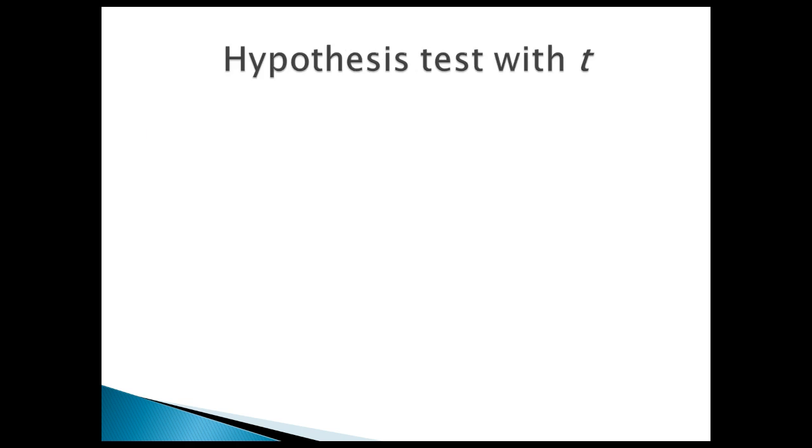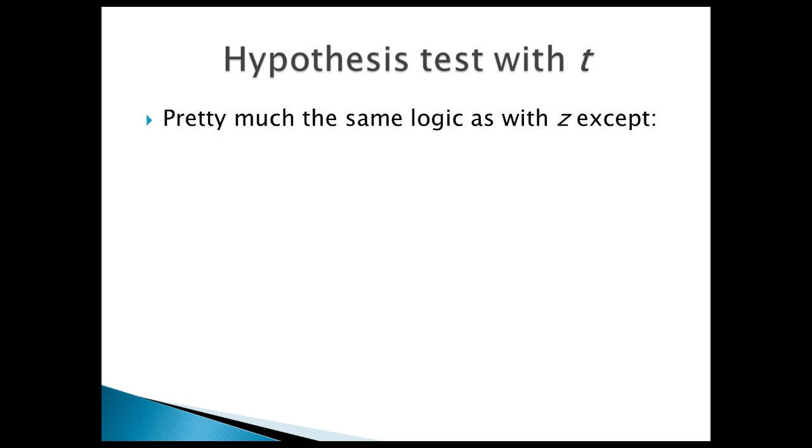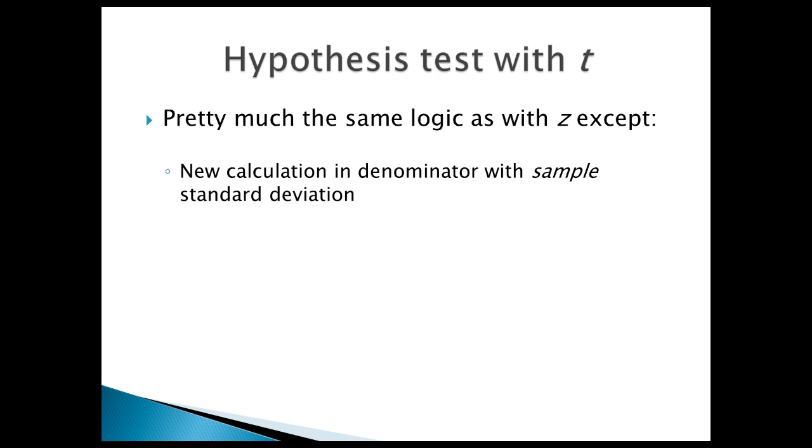So what does a hypothesis test look like with the t? Pretty much the same logic as with the z or any kind of hypothesis testing. There's a new calculation in the denominator with the sample standard deviation, where you're estimating that standard error, and a new chart with degrees of freedom. So, hypothesis testing with t.